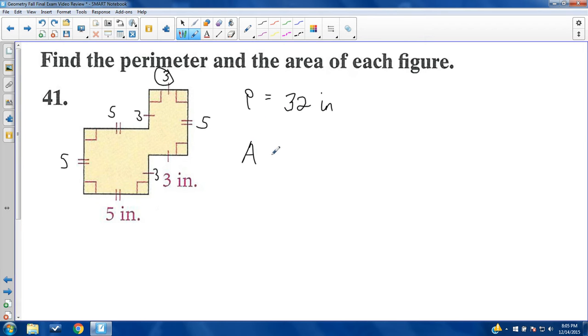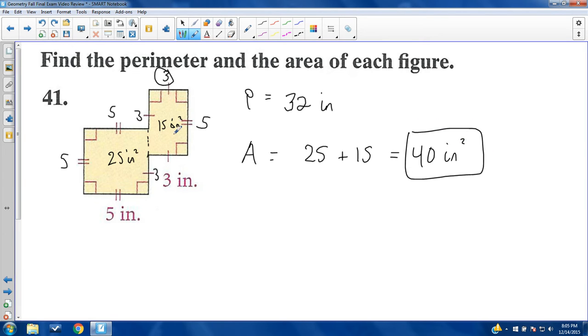Area is a little different. What you're going to have to do here is divide this into 2 different rectangles. In this case, this one's a square. Find the area of each individual thing here. This is 5 times 5. That's 25 square inches. This one's 3 times 5. Don't be fooled by that 3. This one's 15 square inches. So it's going to be 25 plus 15, which is 40 square inches. And that's just the idea behind it. You just add up areas. That's kind of how area works, is the coverage of those things.